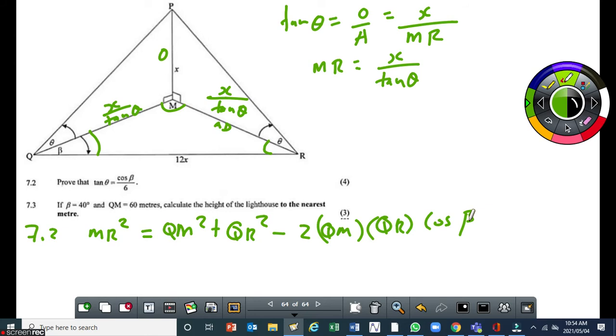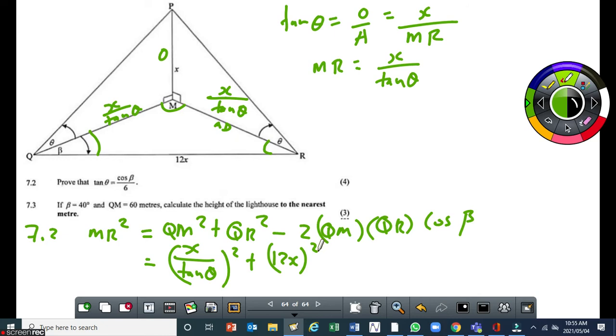Okay? Now be aware that this MR squared, I can also write as (x over tan theta) all squared. Be aware of it. So let's simplify and see. QM, that's the length there, will be x over tan theta, all squared, plus QR, that's going to be equal to (12x) all squared. Are you following there?